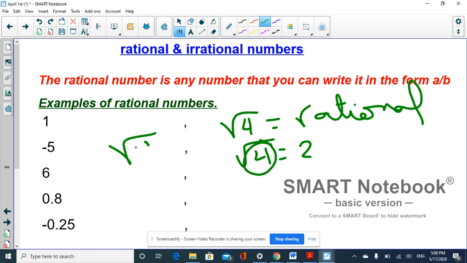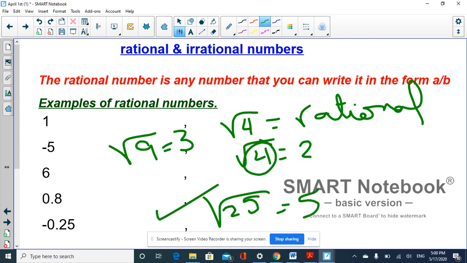What about root 9? The square root of 9 is a rational number because 3 times 3 is 9. That means the square root of 9 is 3. This is rational. I can find root 25, which is 5. So this is a rational number. I can find root 100 equals 10. So this is a rational number.